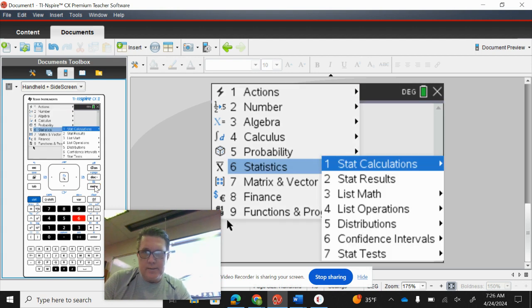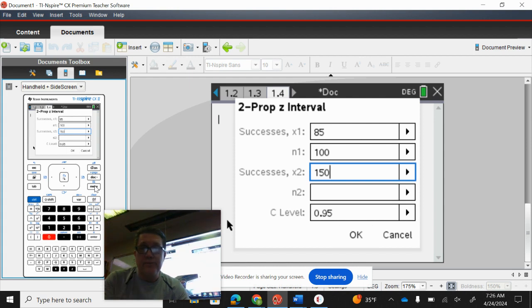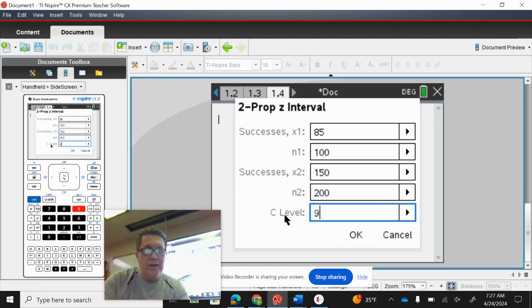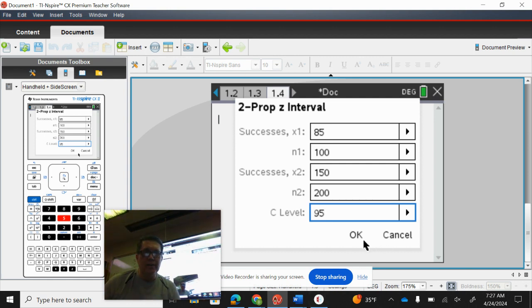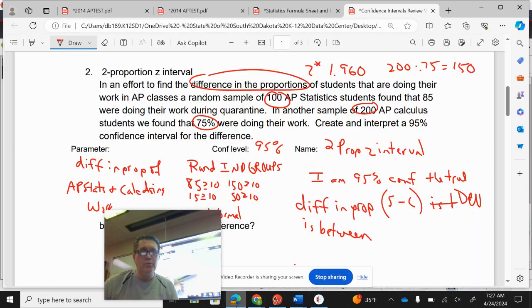Menu, statistics, confidence intervals, 2-prop. So we have 85 out of 100 for the stats. We have 150 out of 200. And again, remember, none of those can be decimals in terms of the X. We do 95% confident. 0.95 works, 95 works in the calculator. I don't know why they set that way, but it's kind of nice. But it's 0.008 to 0.192.